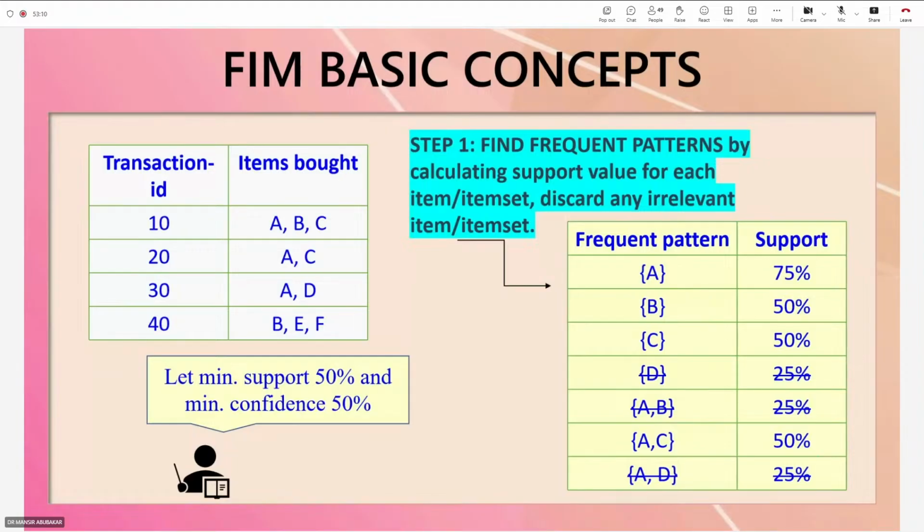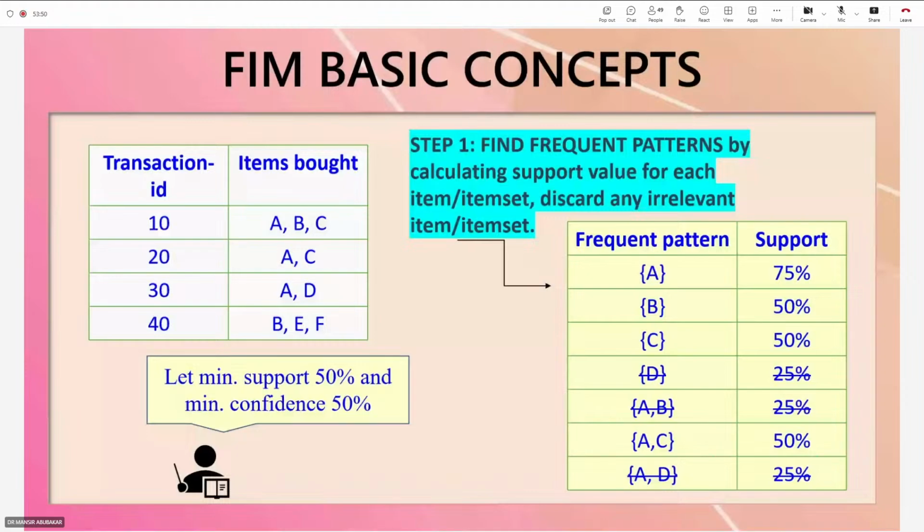And then for D, because D appears only 1 time in all 4 transactions, 1/4 gives us 25% when we calculate the percentage. That means we are not considering it. We are discarding it as an irrelevant item set. You get the point. And then also for A and B, in what transactions do we have A and B? Only 1. Then for the 2 items, this is why we say item or item set. This is the item for 1 item, and for 2 item sets, we say A and B. Then it appears only 1 time.